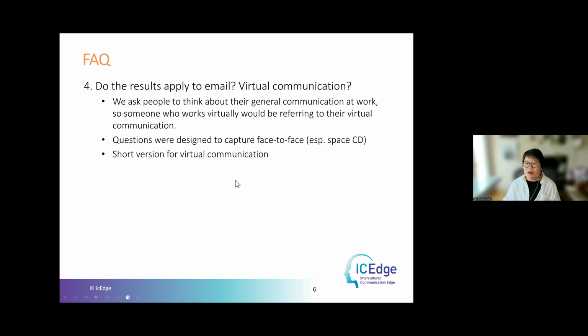And another question is, do the results apply to email or virtual communication? I don't know how you think about this question. The communication style assessments that we did, right? To what extent can they also reflect or be applied to email communication or virtual communication? Anyone?